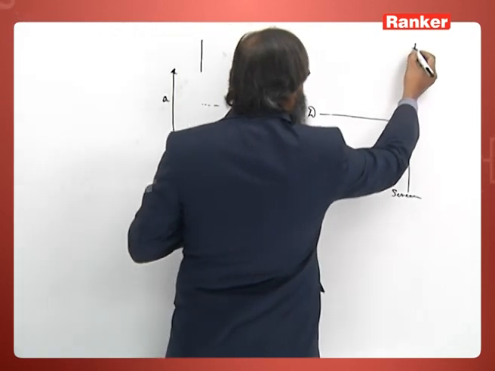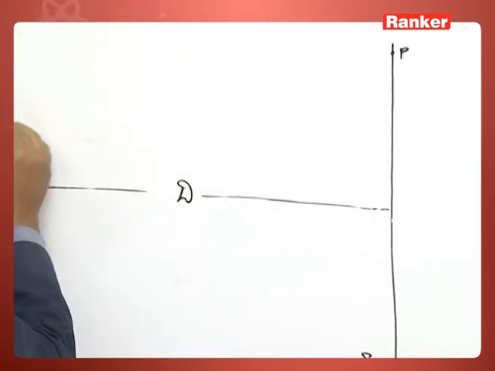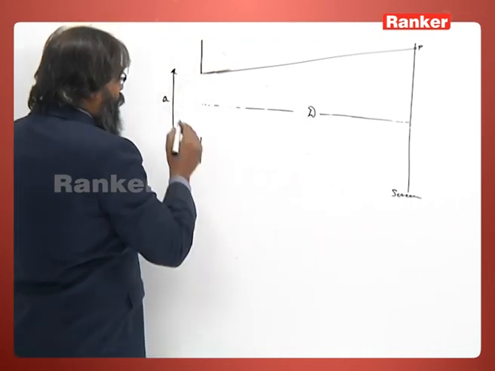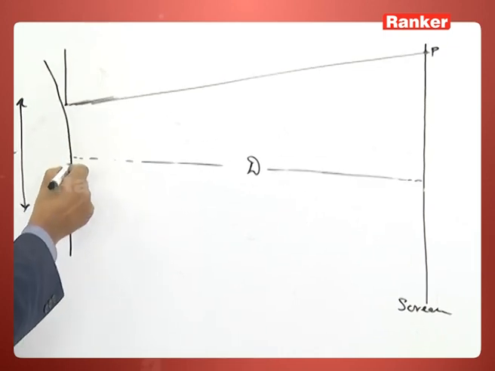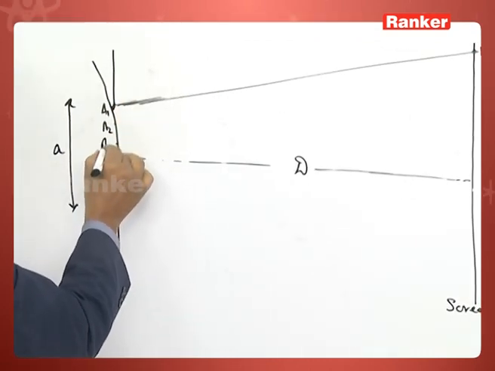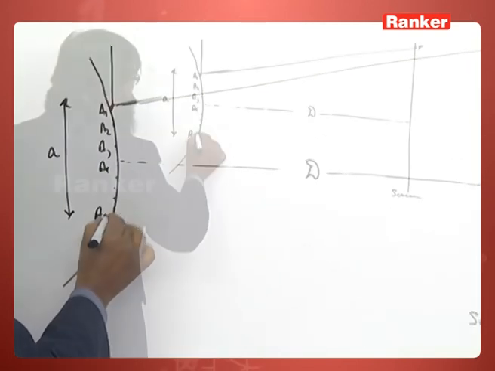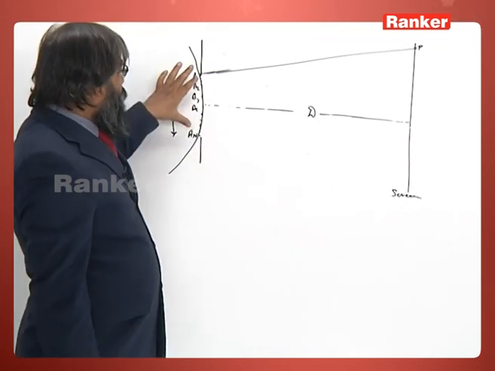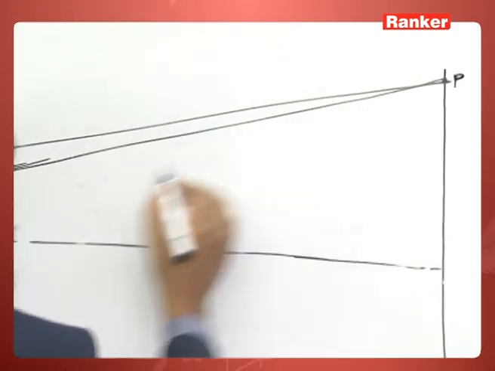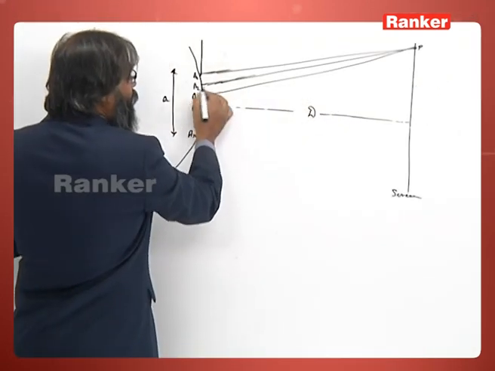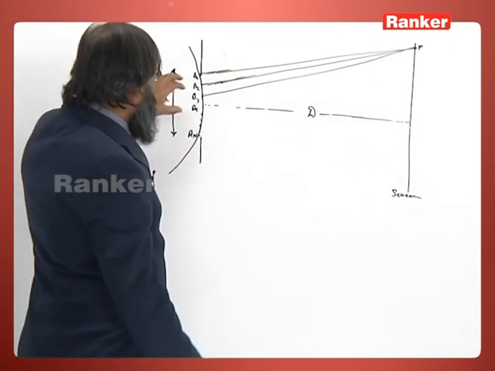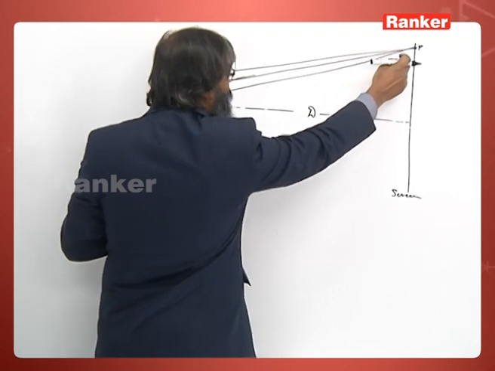How? Suppose there is a point P where the waves reach. Now what happens when a plane wavefront falls on this slit? Then there are many points, say A1, A2, A3, A4, ... AN, where N is large, tending to infinity. So there are many points which serve as secondary sources. They emanate wavelets, and wavelets from all these sources superimpose here, interfere here to form that interference pattern. When the contribution from all these N sources is taken, that will decide the intensity at P.